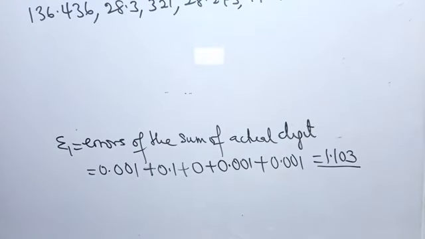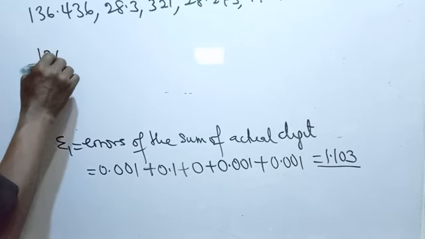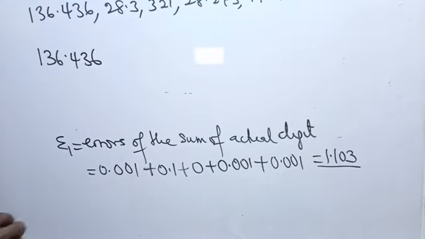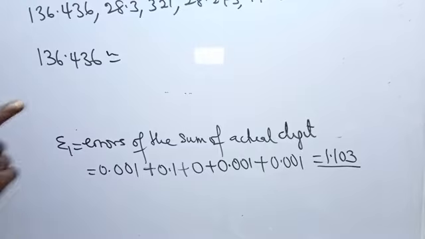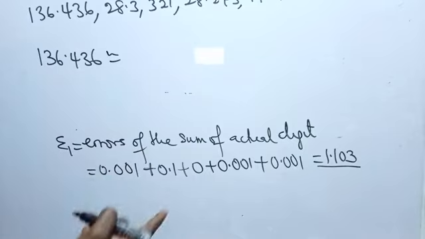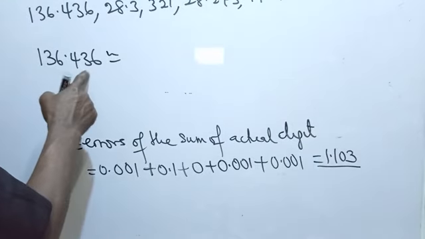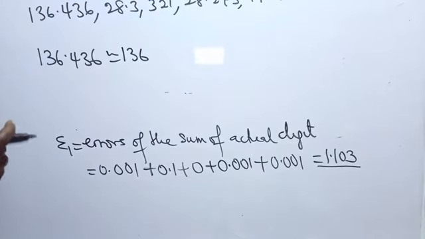Now, we want to find the absolute value of the sum of the rounding errors. Call that one error 2. That's what we want to find. Now, let's pick the first number, 136.436. If we round it off, let's say we approximate it. Don't forget, we are approximating to 0.1, which we obtained from 321. So when we approximate to 0.1, it means we want to approximate to one decimal place.